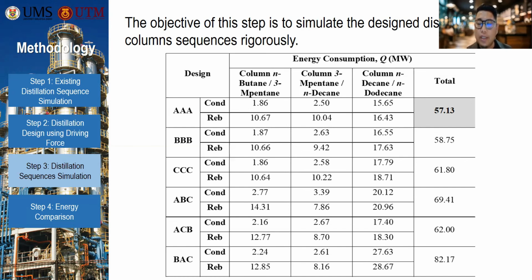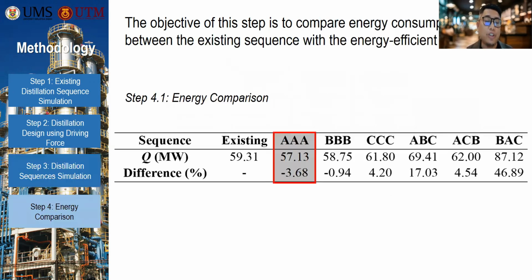If you look at other designs, for example design BBB, design CCC, and other alternative designs, the values will be much higher than the existing sequence. Therefore, these results show that designing the individual distillation columns in the existing sequence at the maximum point of the driving force curve produces less energy requirement for the individual distillation columns. Therefore, the existing sequence will also have less energy requirement.